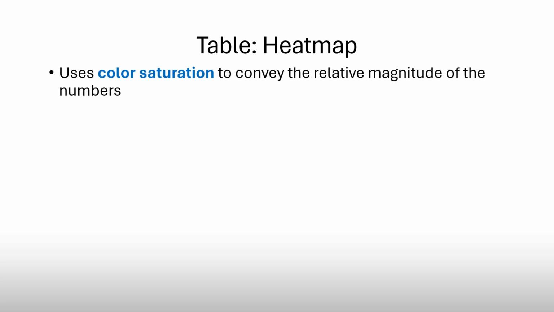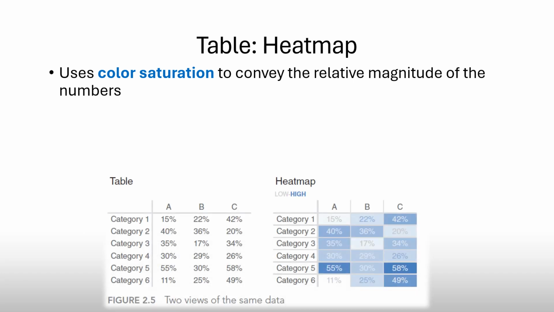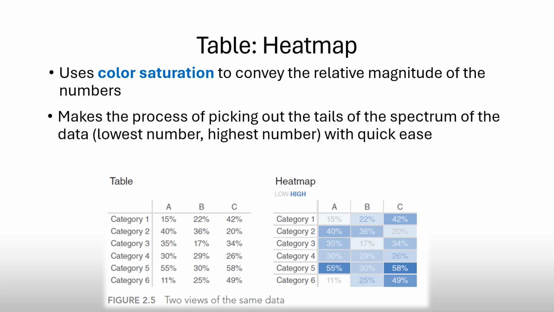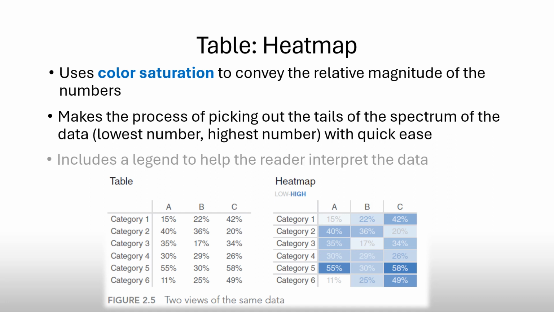An example of a table would be a heat map. A heat map uses color saturation to convey the relative magnitude of the numbers. Here we have a table on the left, and we have color saturation on the same table on the right. This would be our heat map. The heat map makes the process of picking out the tails of the spectrum of data, the lowest numbers and the highest numbers, quick and easy for your audience.